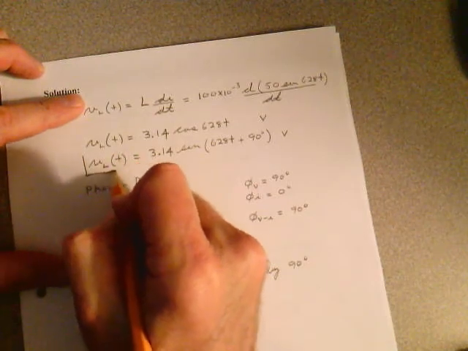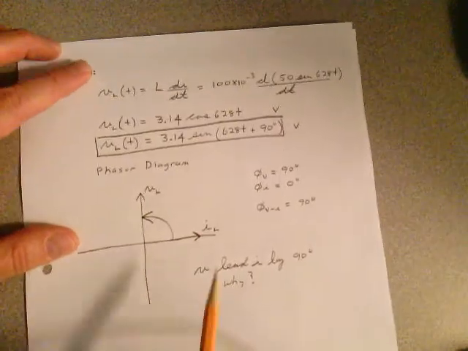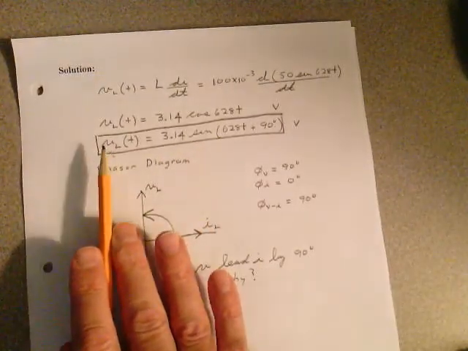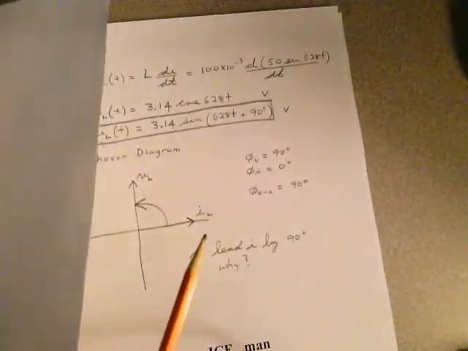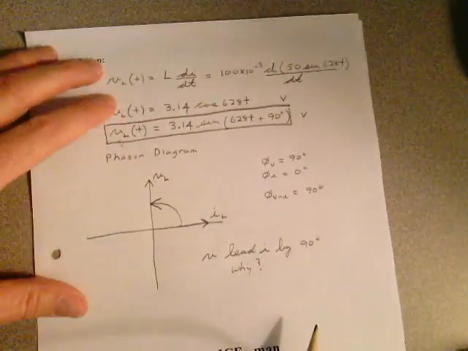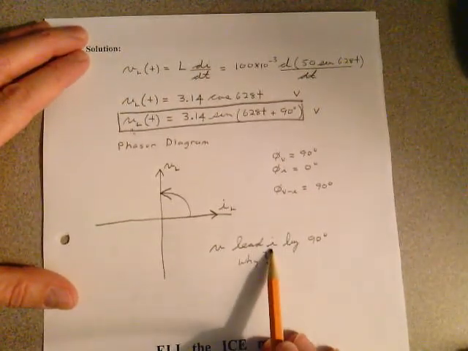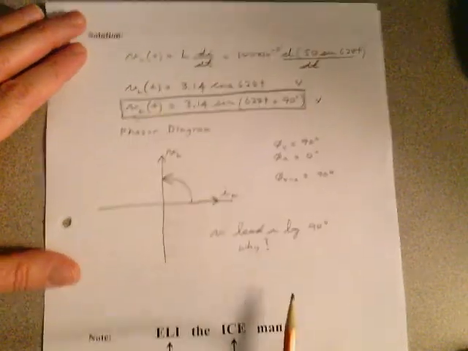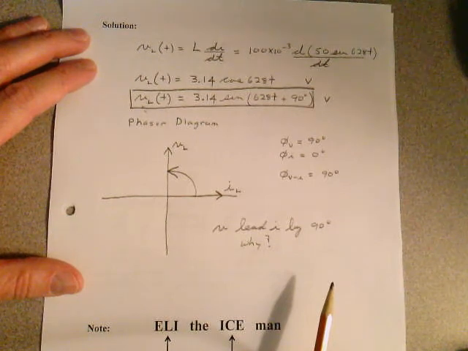That's what you're going to end up with, comparing apples to apples. I converted that cosine to the sine. There's the representation for the voltage across the inductor. Here's the representation for the current. We already have that on page 26. Make sure you can do these on your own. And I did a phasor diagram. And notice the voltage leads the current by 90 degrees. Why? The voltage leads the current by 90 degrees because current can't change instantaneously through an inductor.